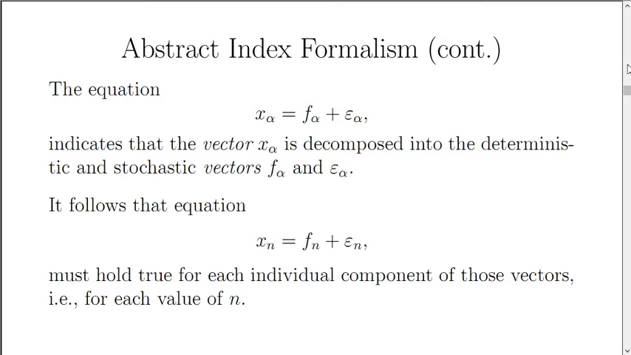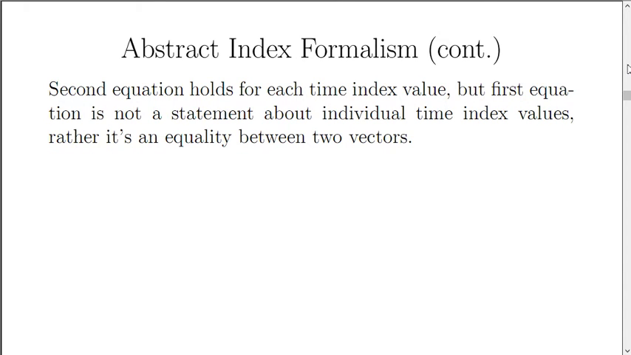Now this means that the equation x sub n equals f sub n plus epsilon sub n has to hold true for each individual component of those vectors, that is to say for each value of n, but it is a different equation. The second equation holds for each time index value, but the first equation is not a statement about individual values. Rather, it's an equality between two vectors.